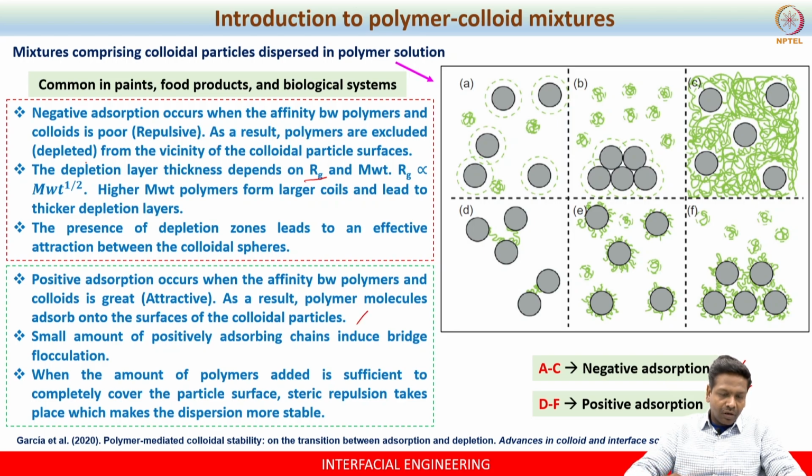So what are the consequences? Let's say you have three cases. One is where affinity is good, but polymer concentration is low. In such a scenario, because they cover the particle surface partially, not completely, they will lead to bridging between the adjacent neighboring particles, right?